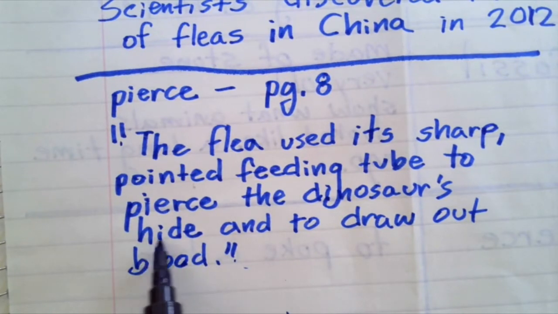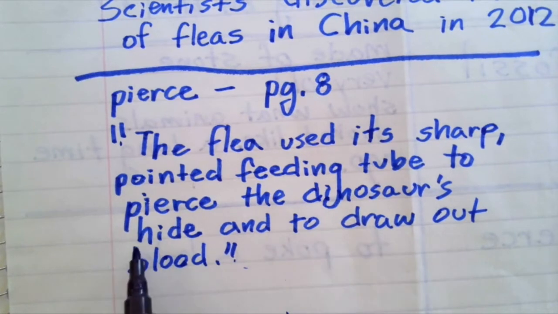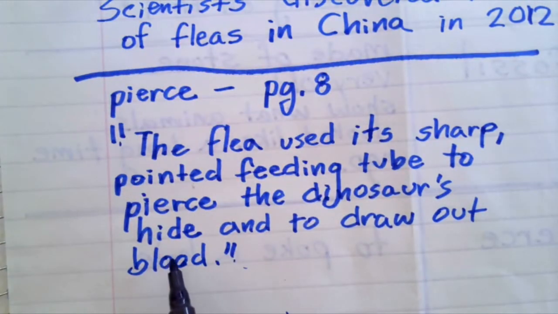Do you notice this word hide? We often say hide to go somewhere where people cannot see you, but in this text it says pierce the dinosaur's hide and to draw out the blood. What is being stuck or pierced to get blood? The dinosaur's skin. So hide is also another word for skin. Having read this the first time, we're starting to have a good idea of what this book is about, or what the gist is.